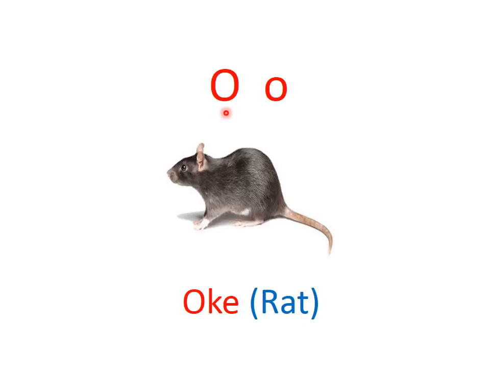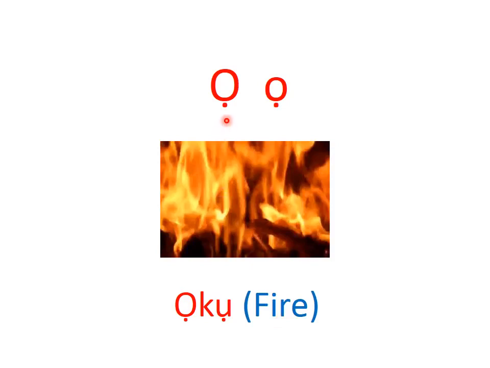O as in okay, rat. There's a variation of O with dot under, pronounced O. The one without dot is O. This is O lighter, as in oko, fire.